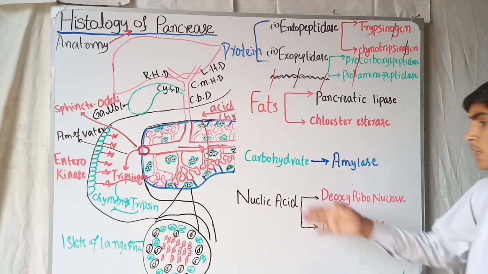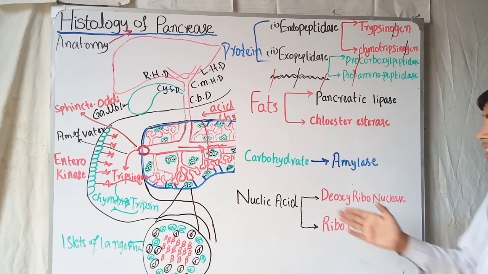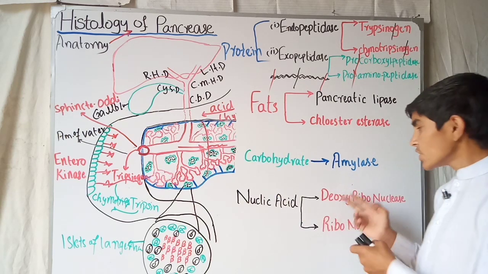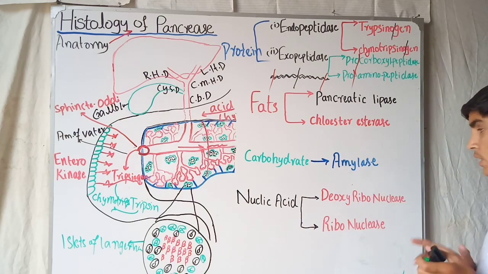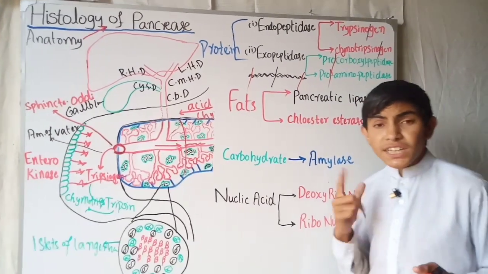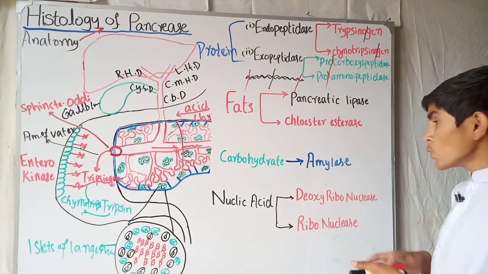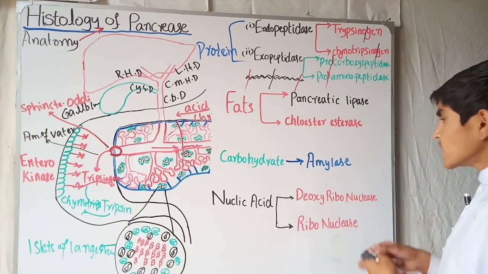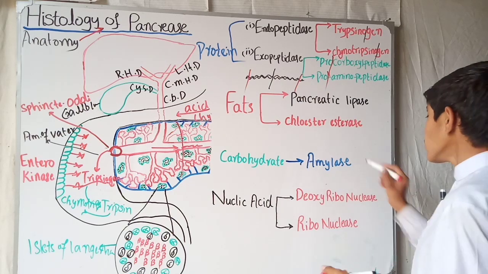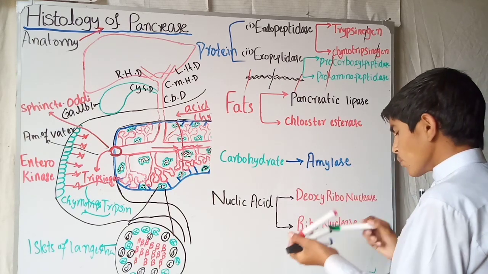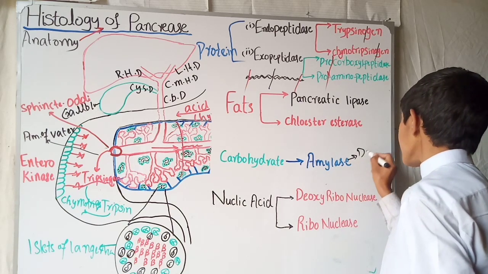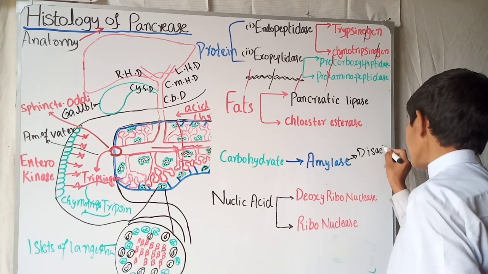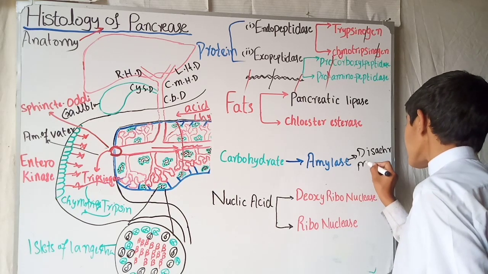For the carbohydrate, the pancreas secretes amylase, and this amylase is stronger than the ptyalin secreted in our mouth. So the amylase converts the large carbohydrates into disaccharides and monosaccharides.